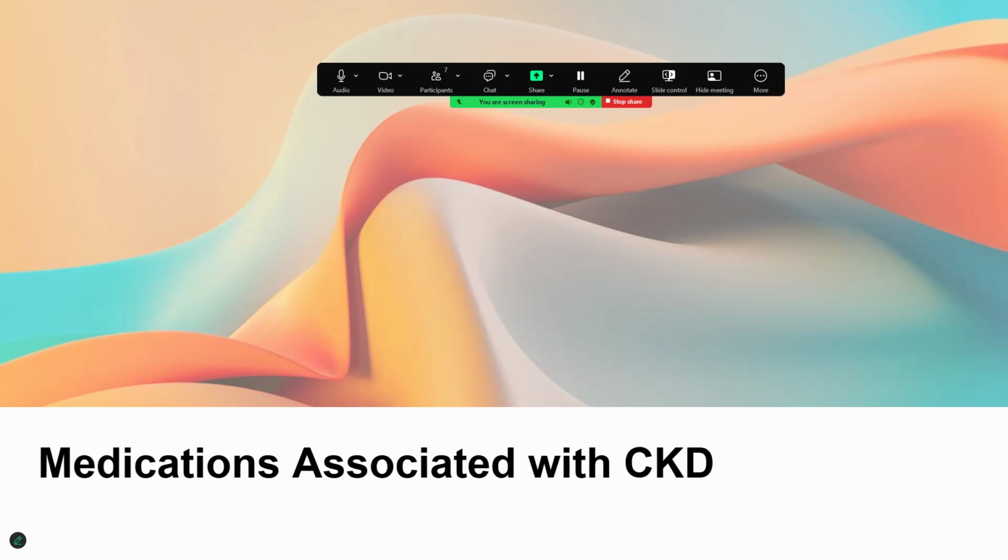But I created this one the other night on medications associated with chronic kidney disease from all stages. So I'm going to go to a different screen and read whatever I have. It's the same one that Christina has, so she'll be able to follow along.